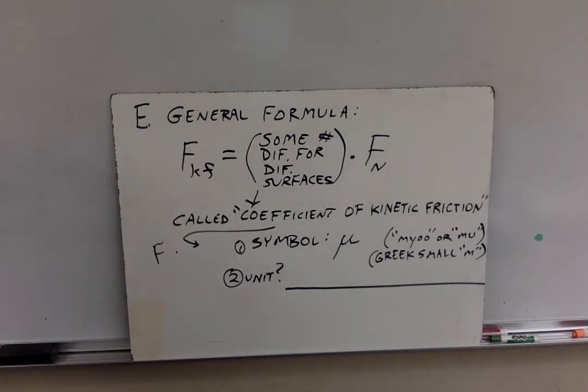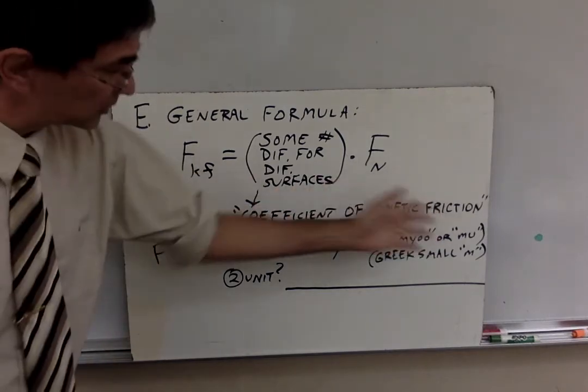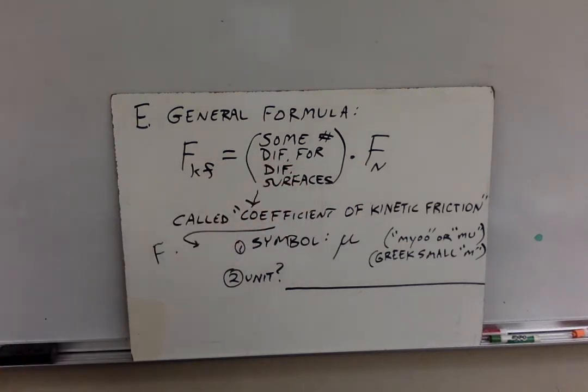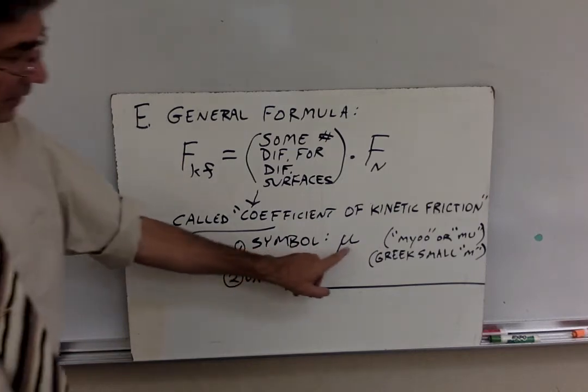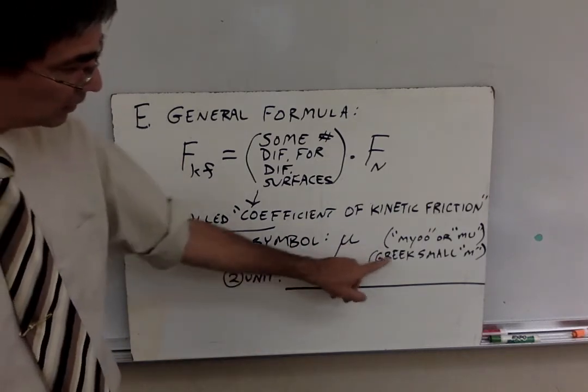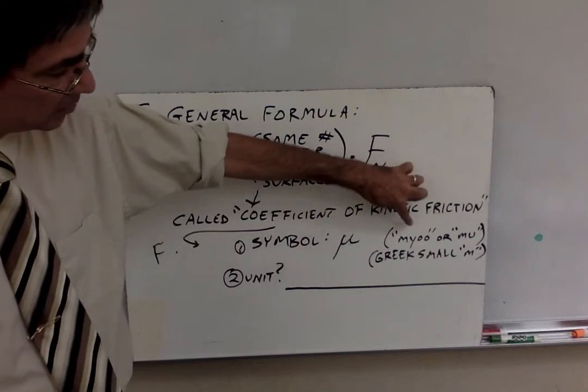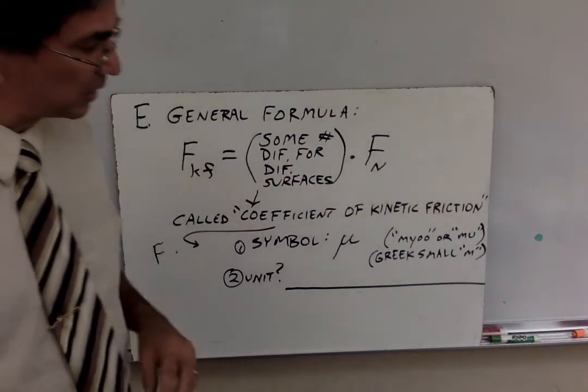But of course, no one wants to write out coefficient of kinetic friction here, so scientists picked a symbol for it. They picked this symbol, which I suspect you know from 9th grade. It's mu. That's a Greek lowercase m. Americans tend to pronounce it mu. There are some countries that pronounce it mu.